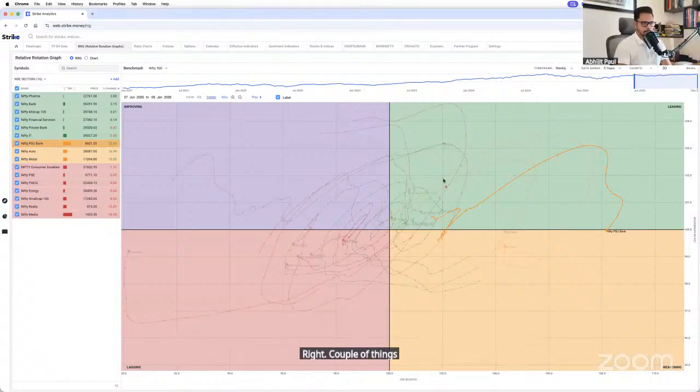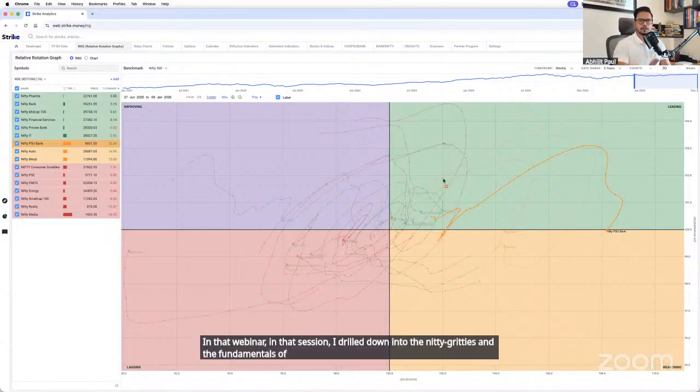Couple of things. I'll answer your question, but I'll also suggest and request that, a couple of months ago when I took a similar kind of session with Strike on RRG, if time permits, please go through that, because in that session I drilled down into the nitty-gritties and the fundamentals of RRG and relative strength. If time permits, you can go through it.